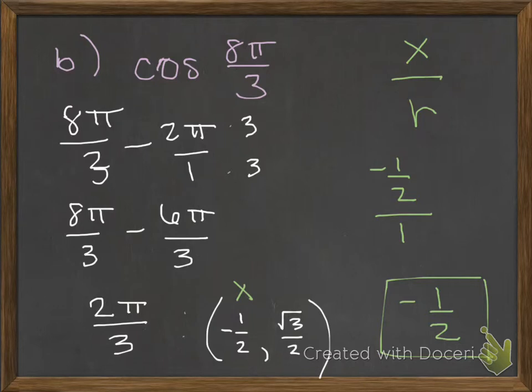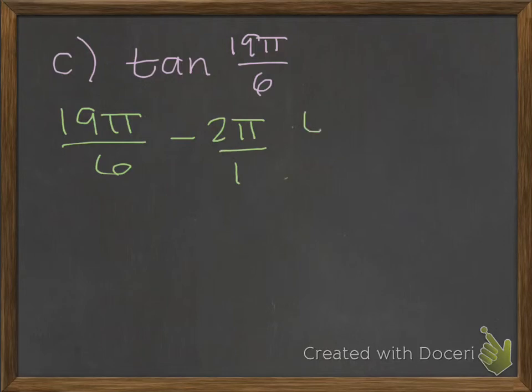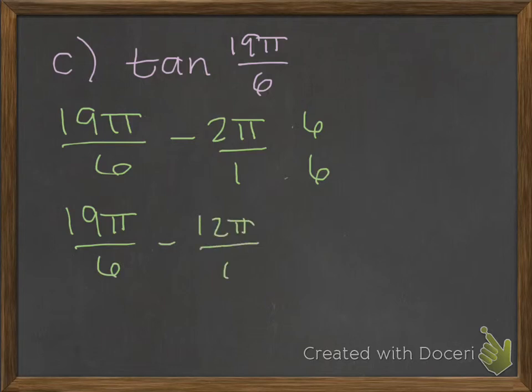So the last one we're going to do is our tangent. So letter C is tangent of 19 pi over 6. So again, we'll start by finding our coterminal angle because 19 pi over 6 isn't on there. And we're going to multiply this top and bottom by 6. So again, 19 pi over 6 minus 12 pi over 6. So our coterminal angle is 7 pi over 6.